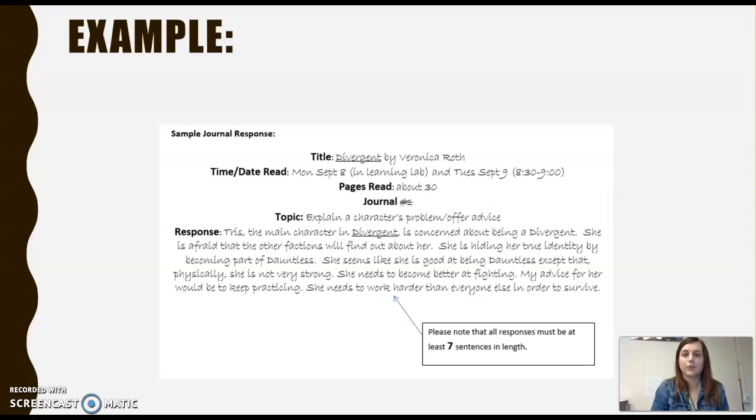If you have a book at home that you are interested in reading, that is fine as long as it matches the genre of that quarter.